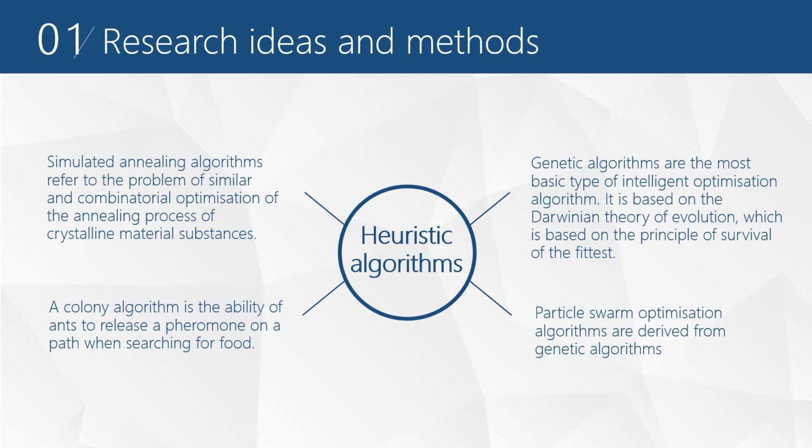The third is that genetic algorithms are the most basic type of evolutionary algorithm. The fourth is that particle swarm optimization algorithms are derived from genetic algorithms.